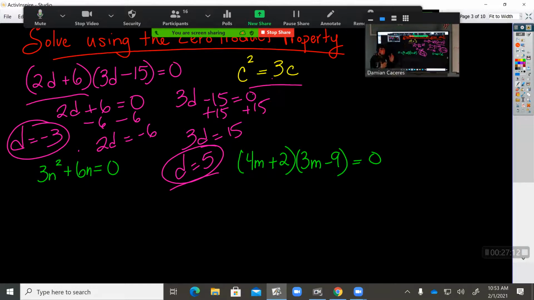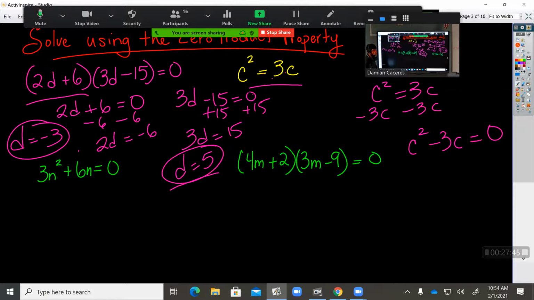Now look at this one. Before you use the zero product property, everything has to equal 0. Does this equal 0? No. So what I need to do is get these two terms to the same side. So we subtract 3c from both sides, which leaves me with c squared minus 3c equals 0. Now I can factor it. What does c squared and 3c have in common? C.